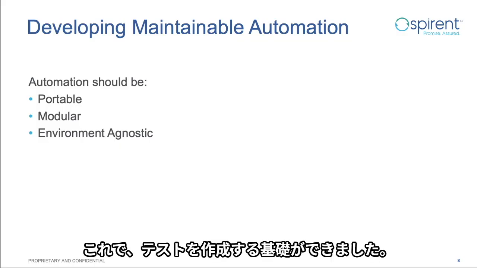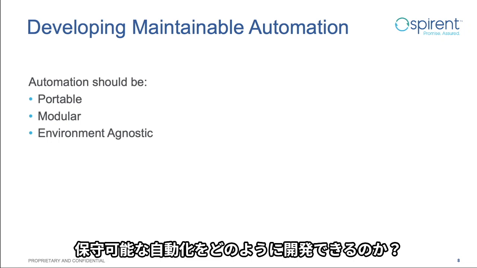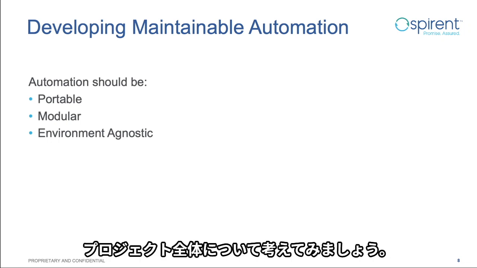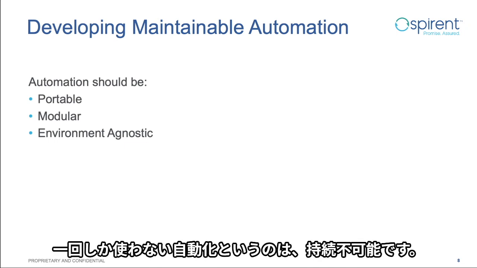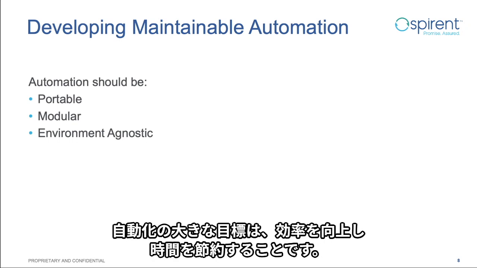Now we've laid the groundwork to create a single test, but we're going to want to create much more than that. So we're going to think a little bit about the project as a whole and how we can develop maintainable automation. Single-use automation is unsustainable. Start thinking about maintainability from the start. Remember, a big goal of automation is to increase efficiency and save time.